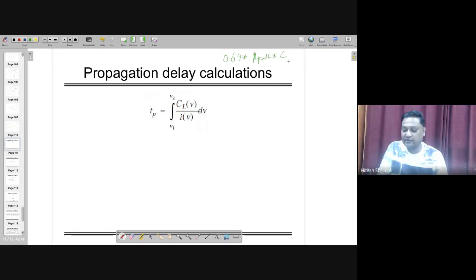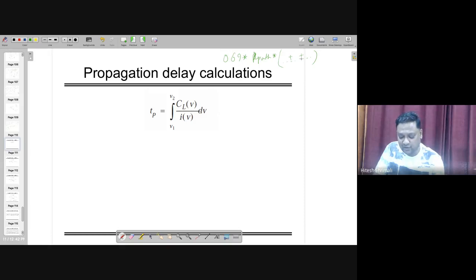If you want to take it at the output, it will be CL plus some of the capacitances. If CL is not given and it is self-loaded, then you have to keep all the capacitances which come in shunt to each other. That has to be kept over here.